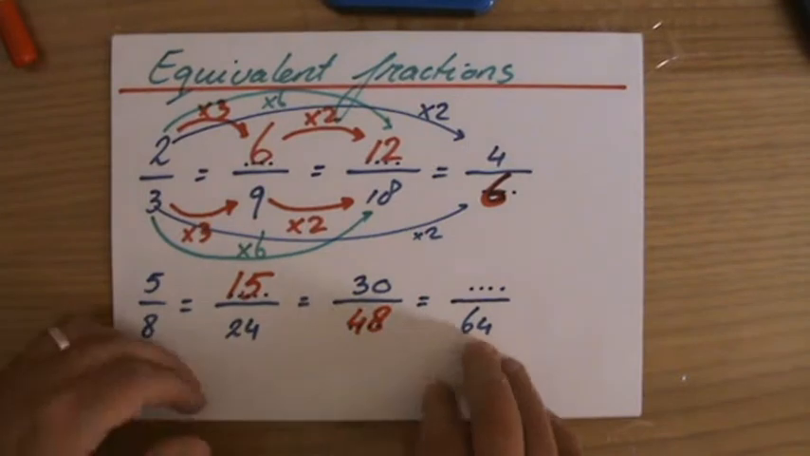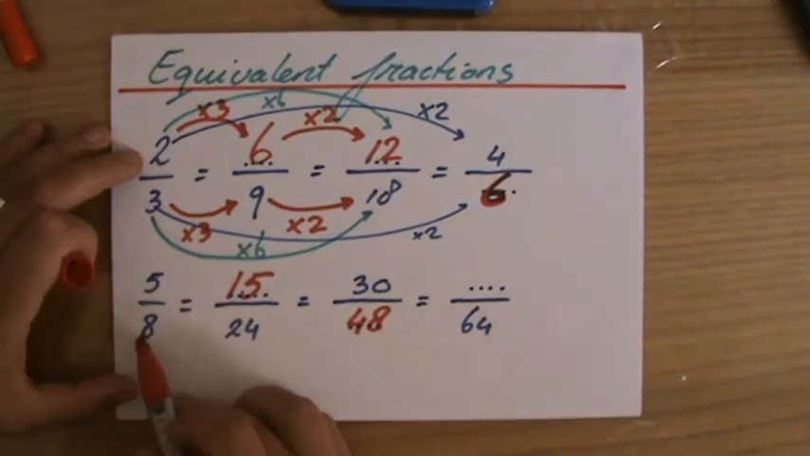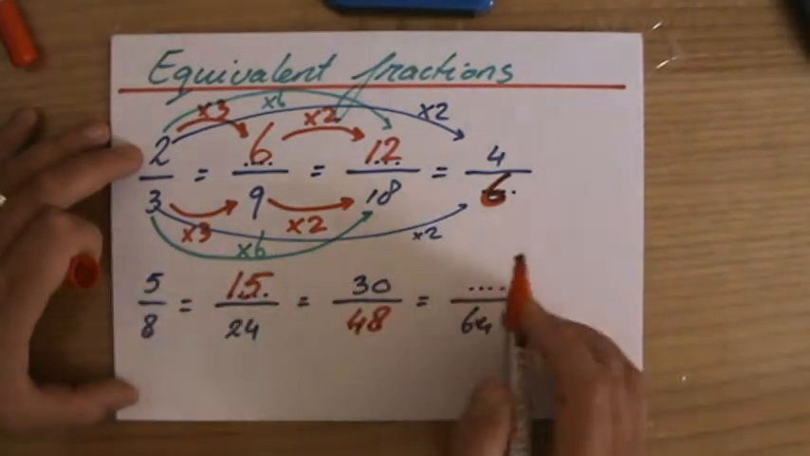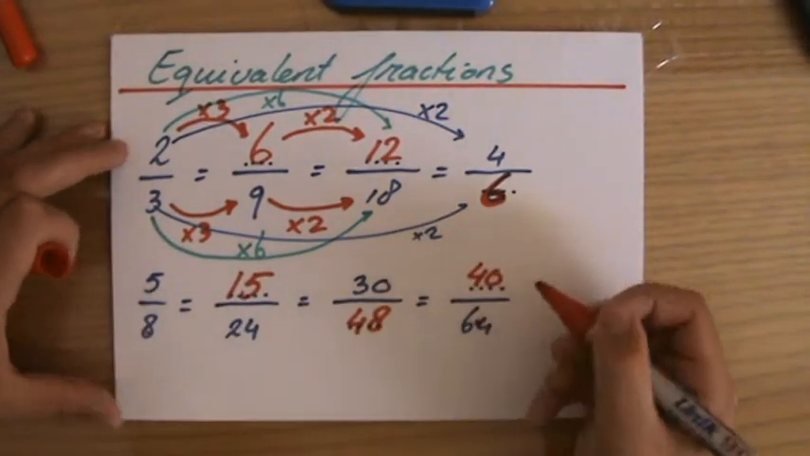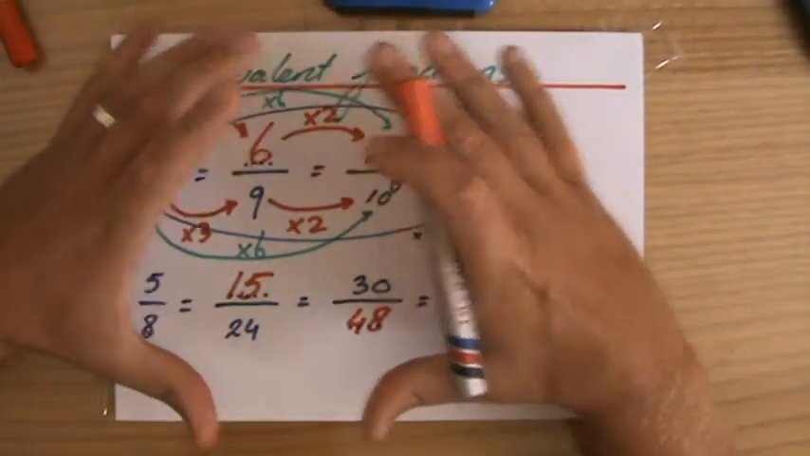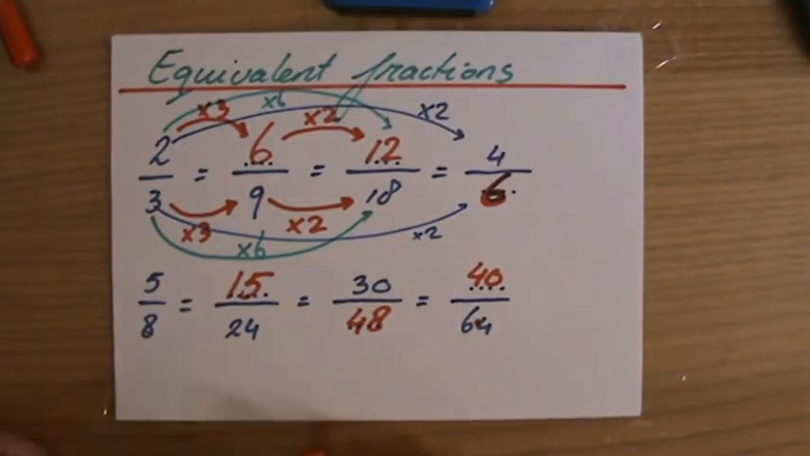And it's the same as what over 64? Well, 8 times 8 is 64, and a square number. So 5 times 8, 40. 40 over 64 is the same as 5 over 8. All right. So this is an example question regarding equivalent fractions.